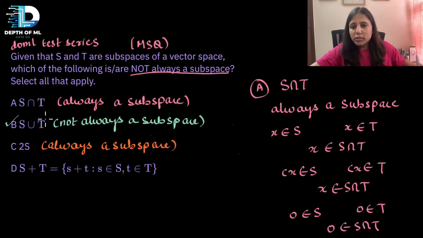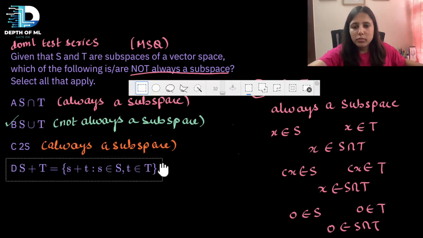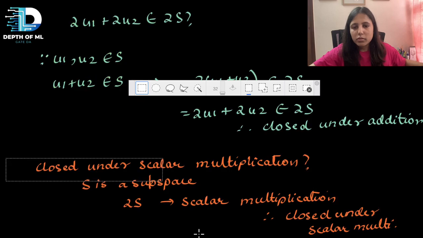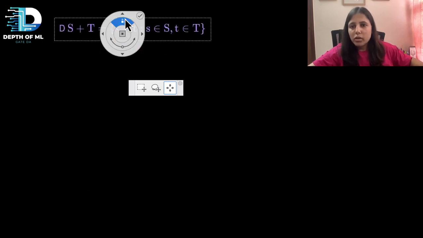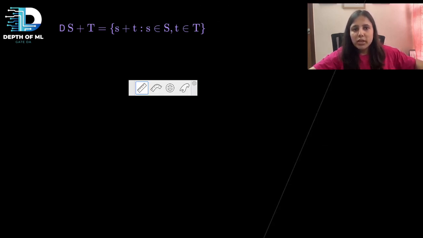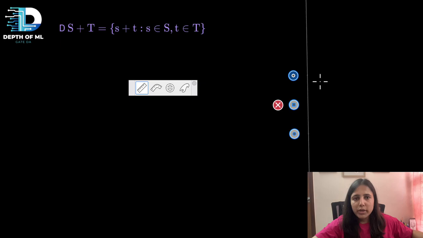Fine. So this is not our answer, because we are supposed to choose the sets which are not a subspace always. Now let's check this D option. So this is our D option. So what is the meaning of this option? First of all, this is saying S plus T, where S plus T is defined as s plus t, s belongs to S and t belongs to T. Okay. So if I have to talk in terms of the vectors, let me show you an example over here. What is the meaning of this?